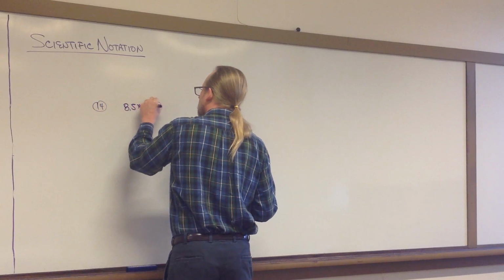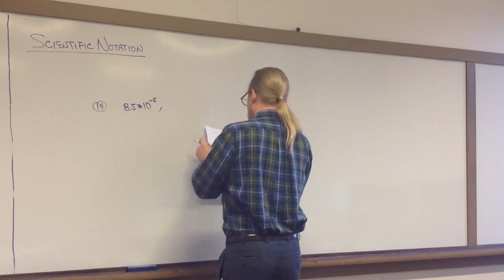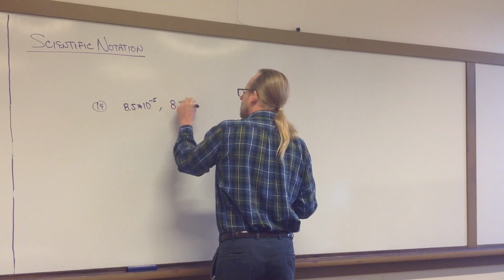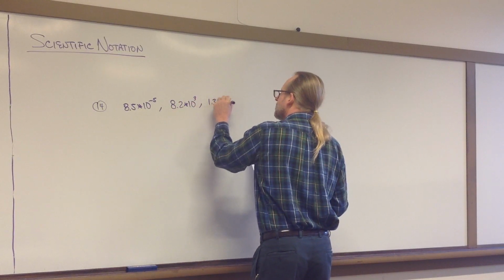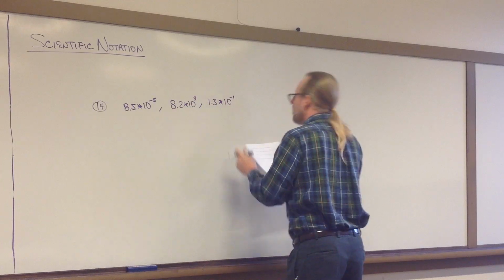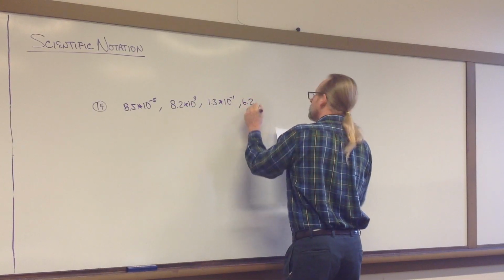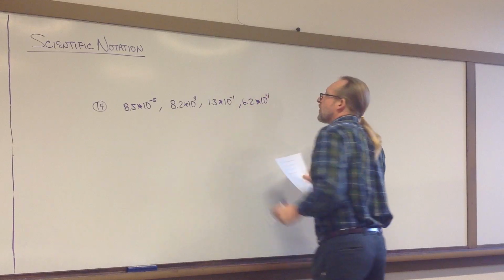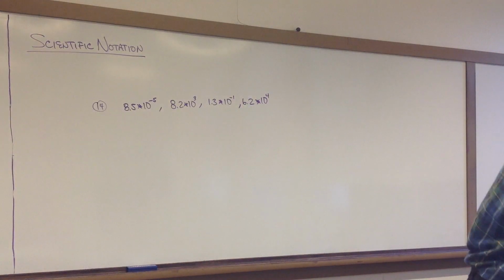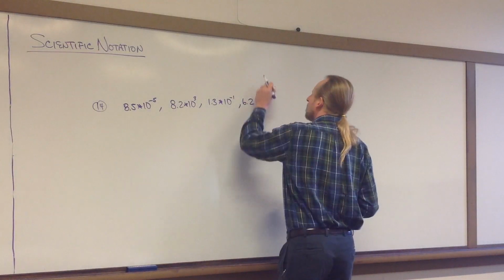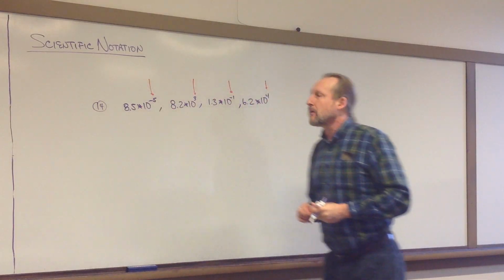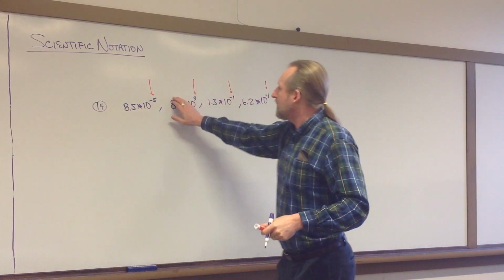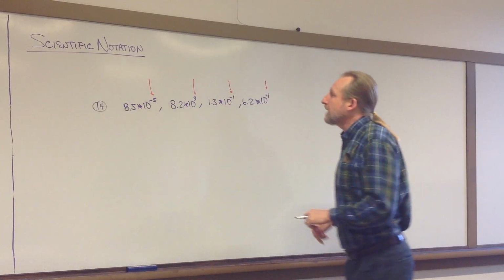8.5 times 10 to the negative 5th, 8.2 times 10 to the 3rd, 1.3 times 10 to the minus 1, and 6.2 times 10 to the 4th. All right, so the first place I would look in these ordering problems is what power of 10 are we talking about? I would completely ignore these for the moment. We can look at those afterwards.